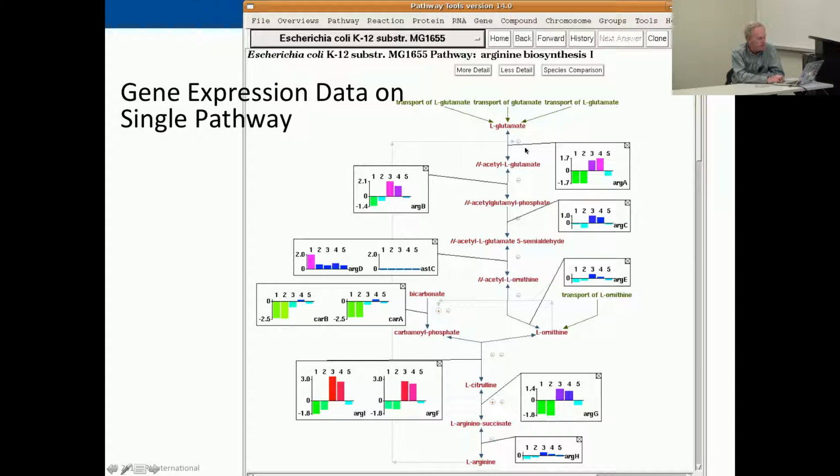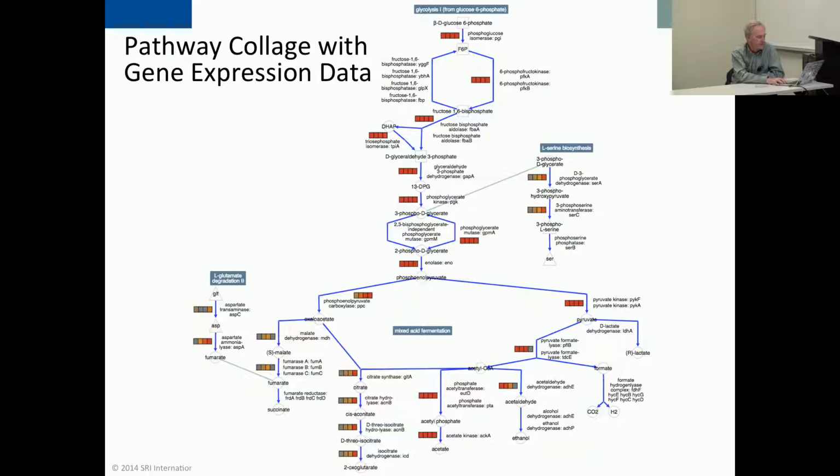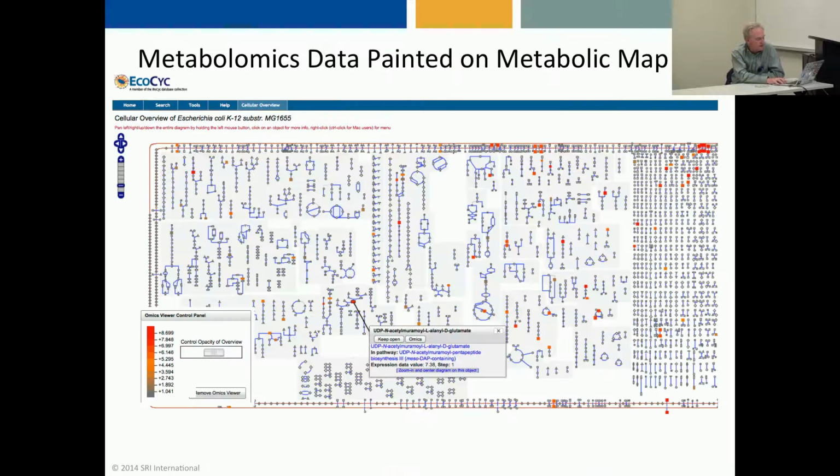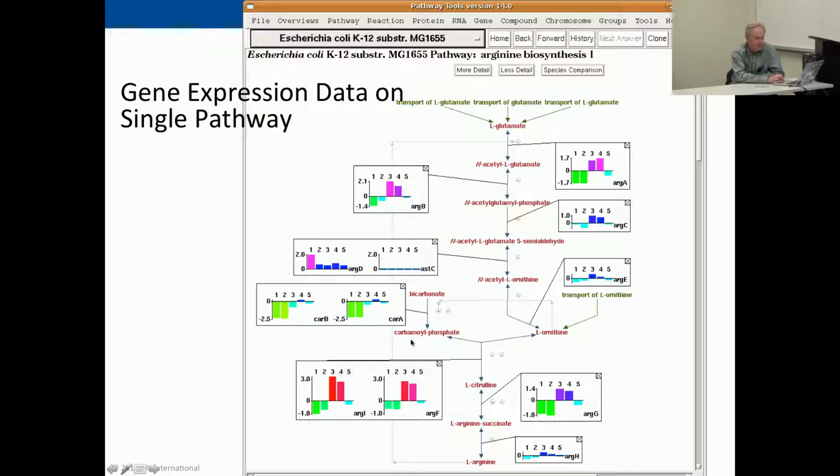So here we've taken an individual pathway diagram, and we're seeing for each step in the pathway what the expression levels of the genes at that step are. And here we have what we call a pathway collage diagram. So previously we saw the entire set of pathways of the organism versus one pathway for the organism.